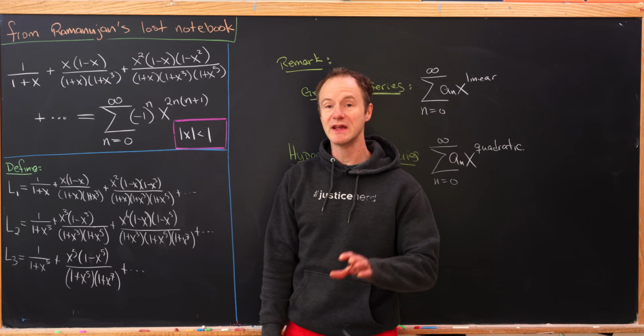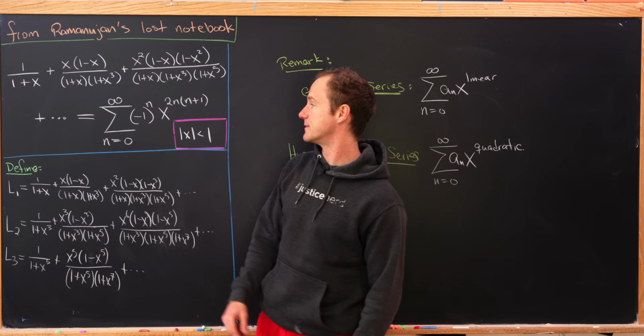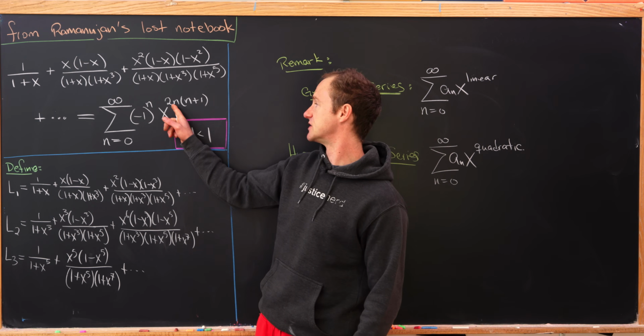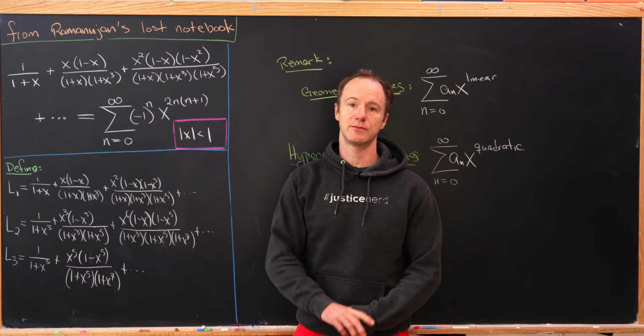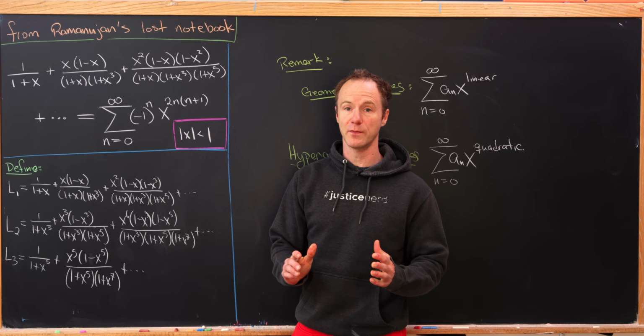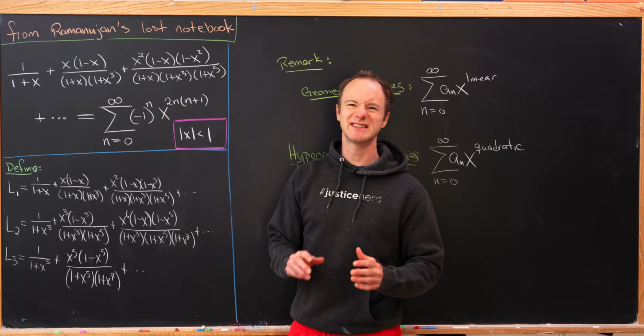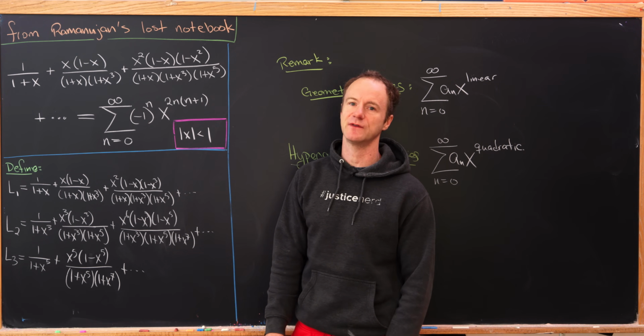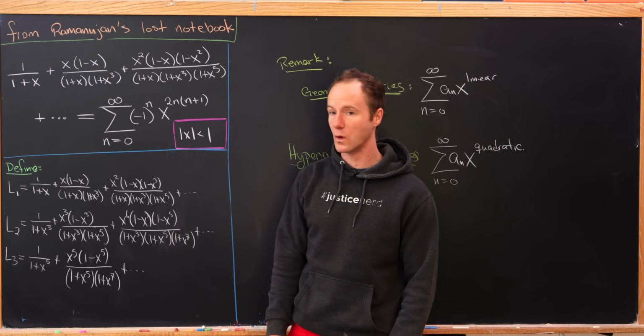And what we'll show is that's equal to the sum as n goes from 0 to infinity of minus 1 to the n, x to the 2n times n plus 1. And you can either think of this as a formal power series, or this is happening inside of the region where the absolute value of x is less than 1.